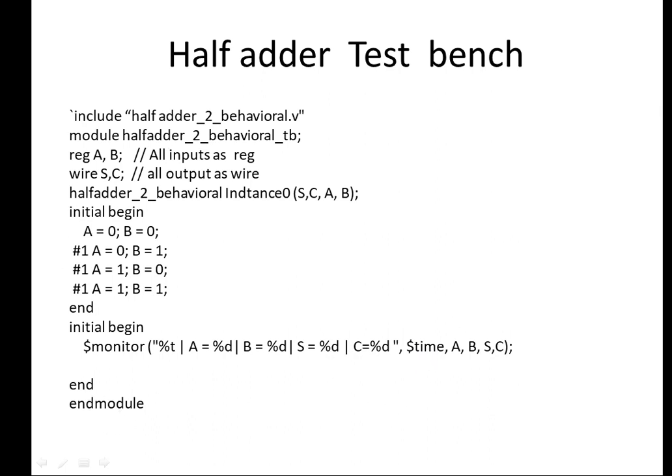So this is how you write it. Suppose you want to write for a full adder. For a full adder, how many inputs? Three inputs. So reg A, B, and C. You can write this for the full adder, with the corresponding full adder code in a .v Verilog file.